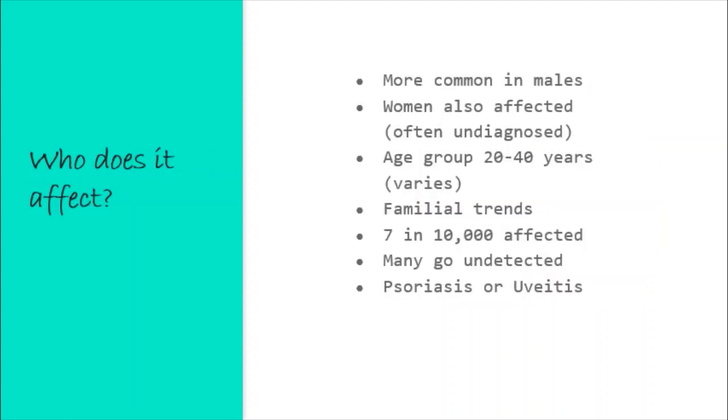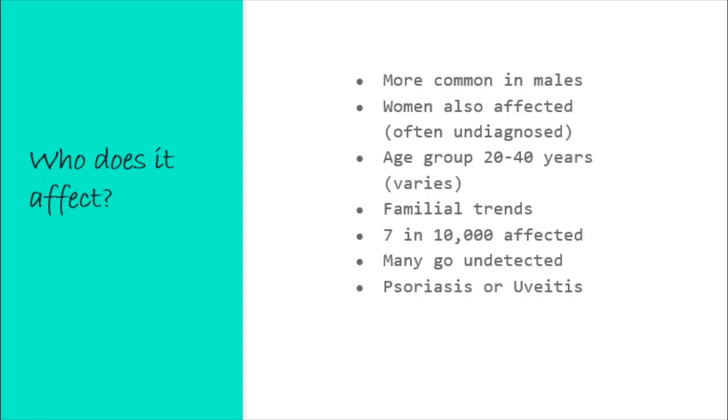So who can get AS? Most commonly, AS does occur in males in their early 20s or 30s. However, women can also be affected. In fact, AS in women is often undiagnosed. Lower back pain is a very common symptom and it is often ignored or managed with over-the-counter painkillers. Familial trends or family history of back pain is extremely important. Often, patients give history of their fathers or brothers also being affected.